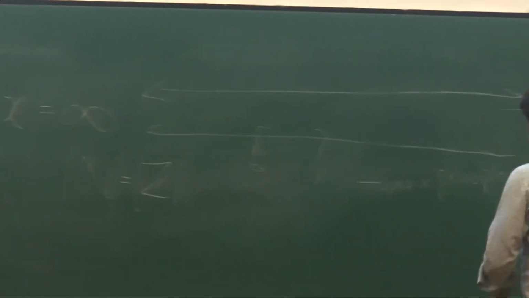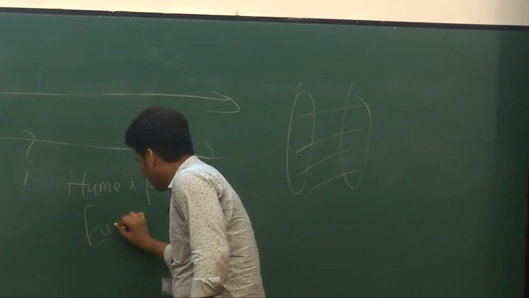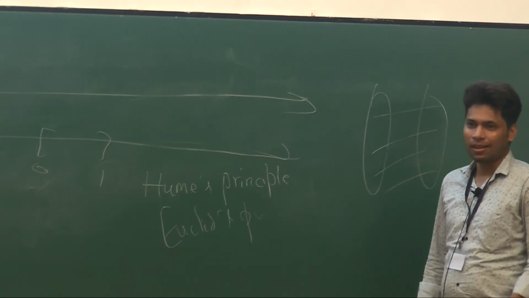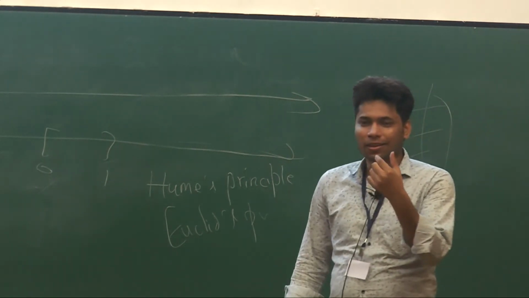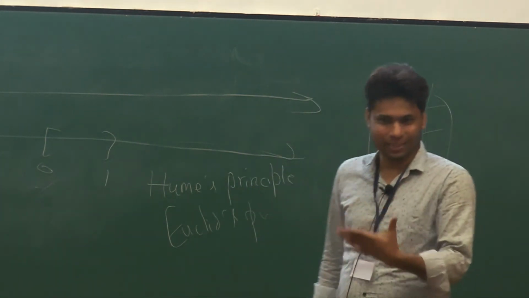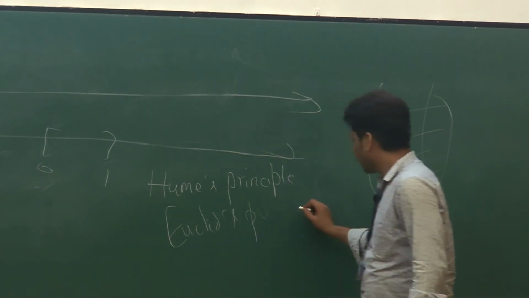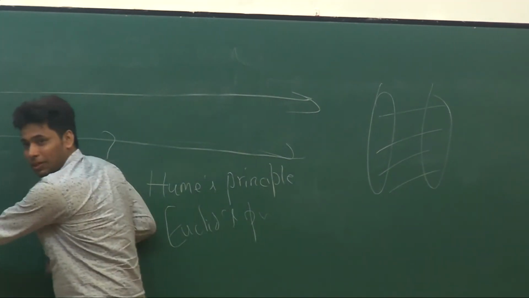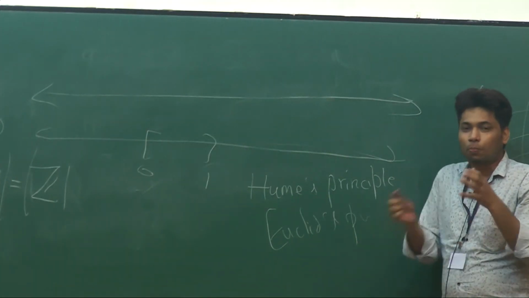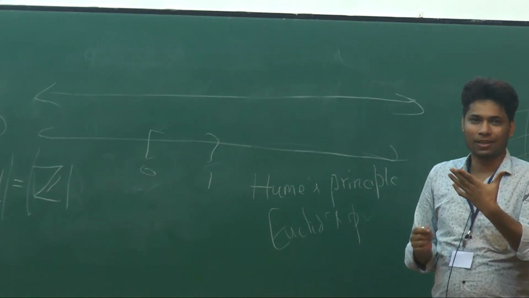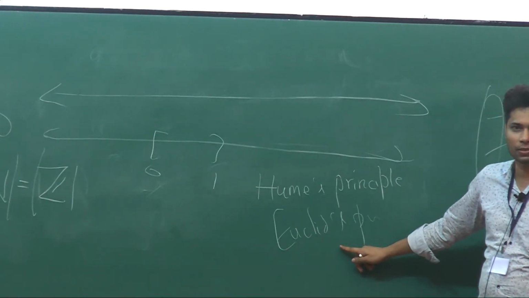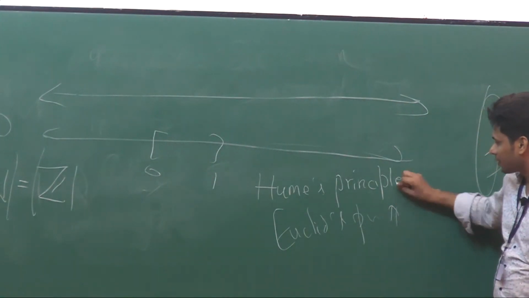And there is another principle that is called Euclid's principle. Euclid's principle says that the cardinality of a subset cannot be larger than its parent set. So N is a subset of Z, and through Euclid's principle, the part cannot be larger than the whole. This is called Euclid's part-whole axiom. And they contradict each other.